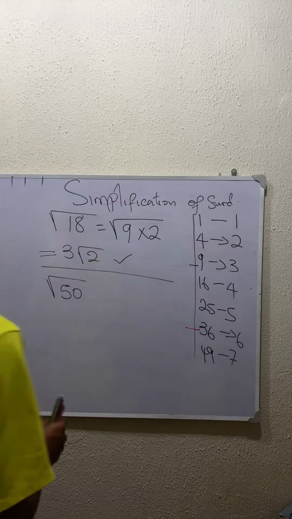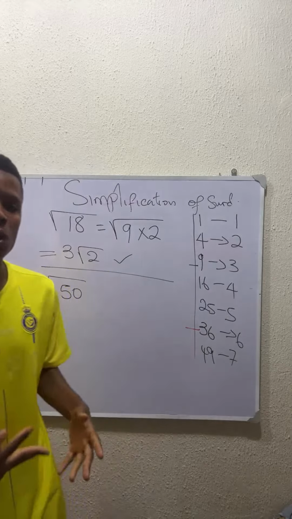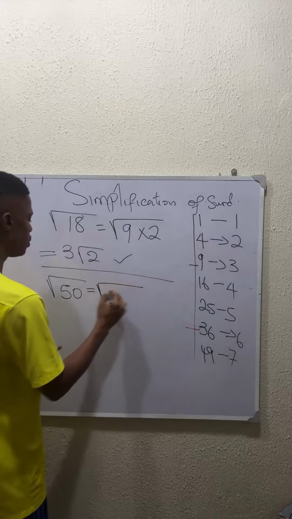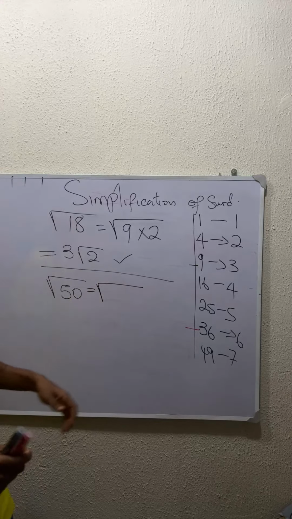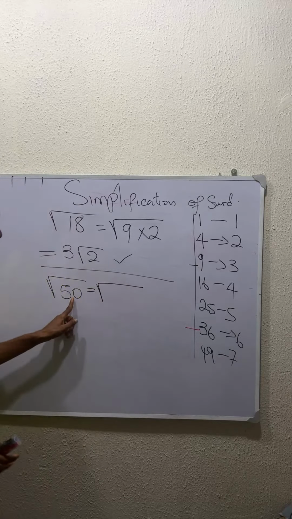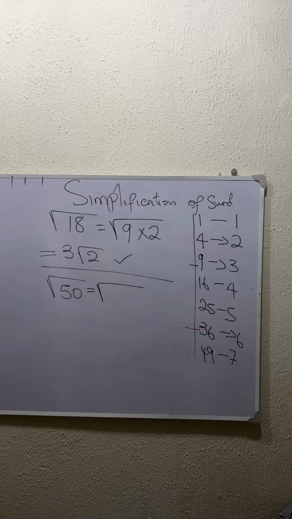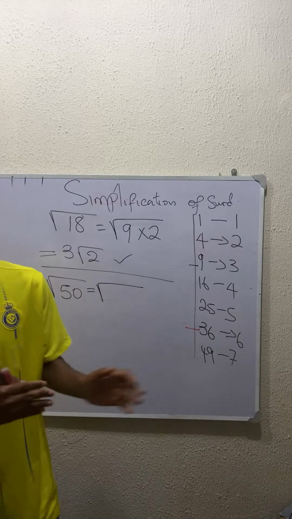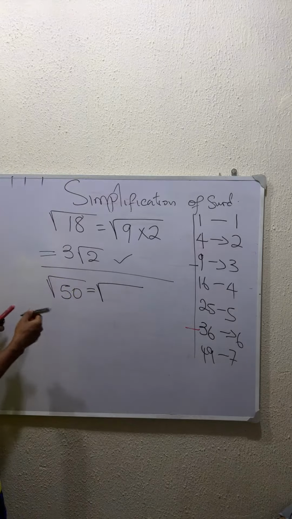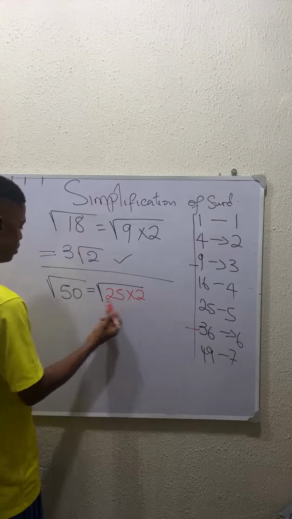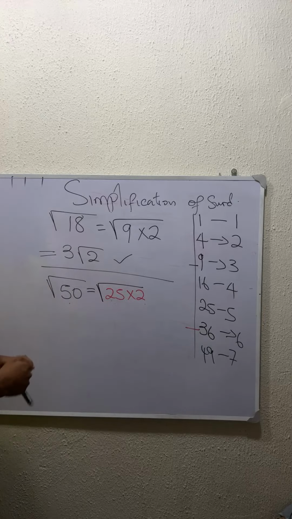So when you have the square root of 50, and you are told to reduce the surd to its lowest term, it is very simple. The square root of 50 can be seen as, what is the closest perfect square that can divide 50? The closest perfect square that can divide 50 is basically 25 times 2. 25 times 2 is 50. 25 is the perfect square.